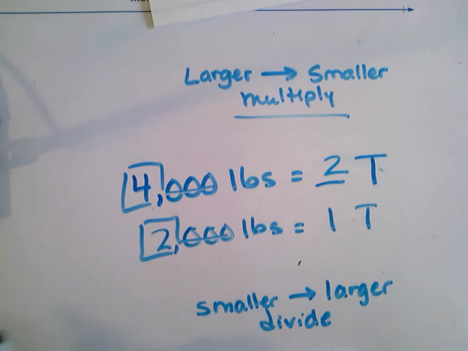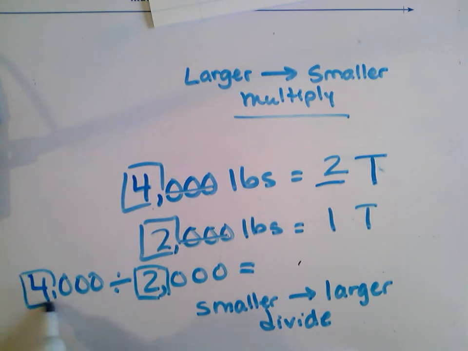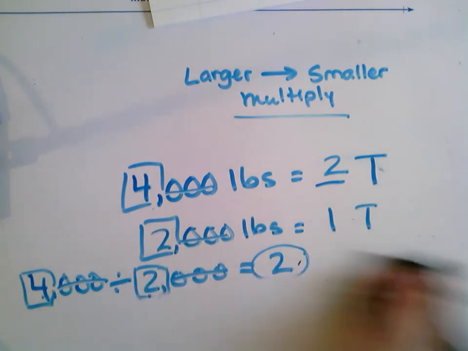Okay, so 4,000, let me write that out. 4,000 divided by 2,000. I'm looking at my basic fact here. 4 divided by 2 is 2. I have 3 zeros here. I have 3 zeros here. No zeros over there. 2 is my answer. So 4,000 divided by 2,000 is 2 tons. Let's try one more.